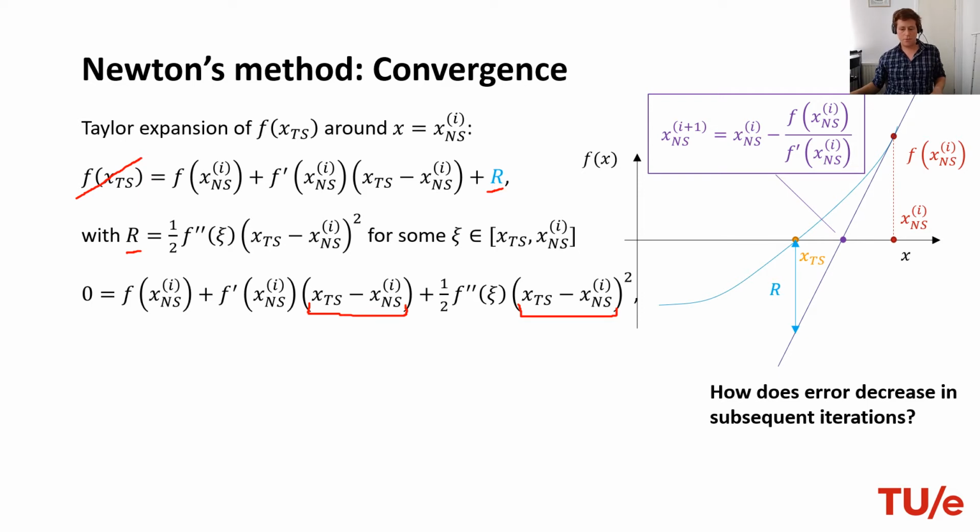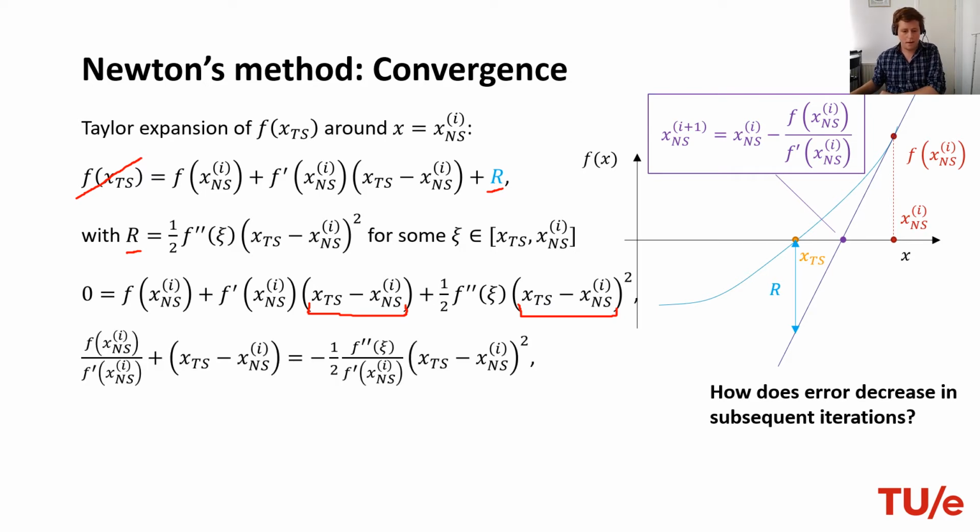So let's try to massage this expression a bit more, such that we also bring the error in iteration i plus 1 in there. So the first thing that we do is, let's divide everything by this first order derivative and rearrange the terms such that we go from here to here. So we just divide by this first derivative, and we group these two terms on the left here, and this one gets transferred to the other side, so that becomes a minus.